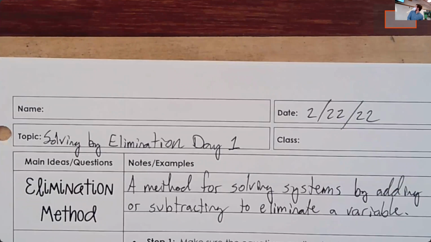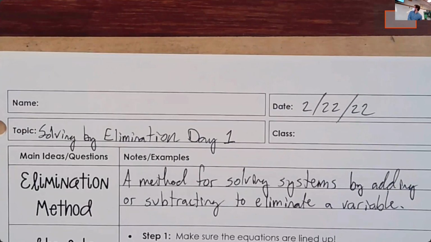So it's a method for solving systems by adding or subtracting to eliminate a variable. The objective is still the same though. We're solving for x, we're solving for y. The objective between all three methods is exactly the same. Where do the two lines cross? Write your answer like a point on a graph.